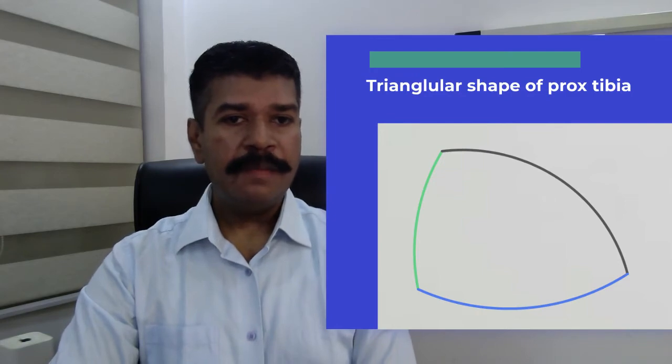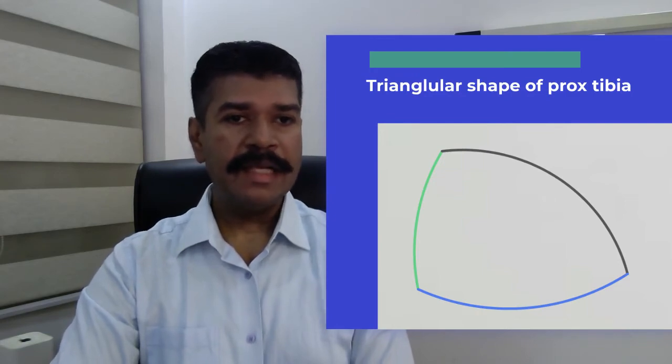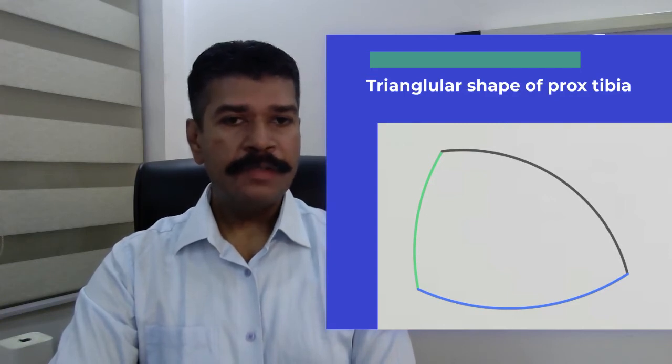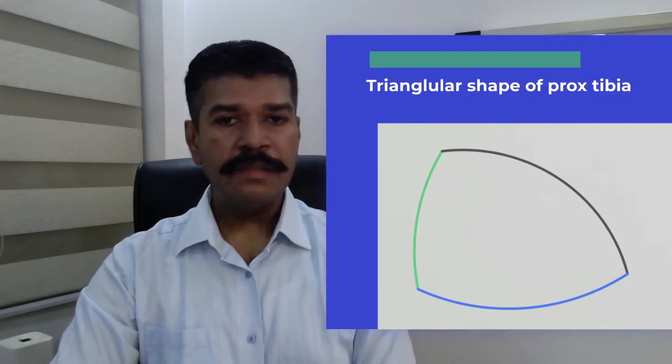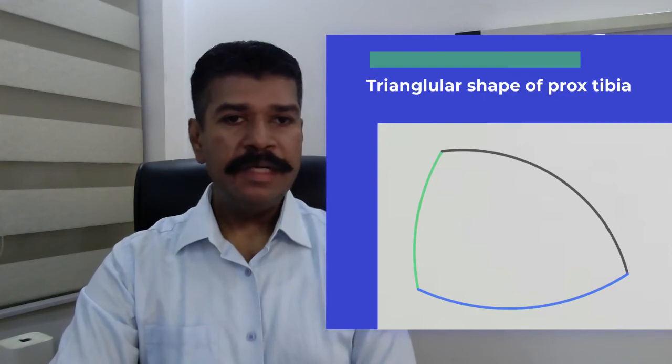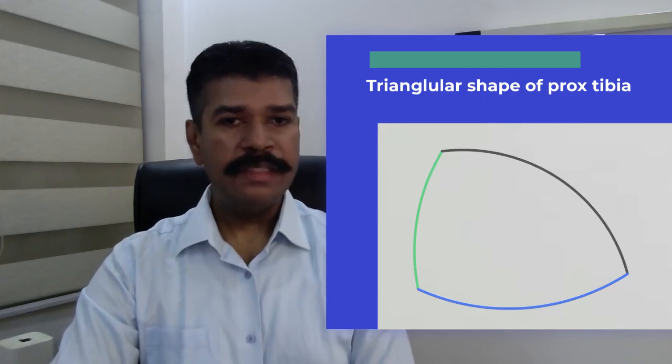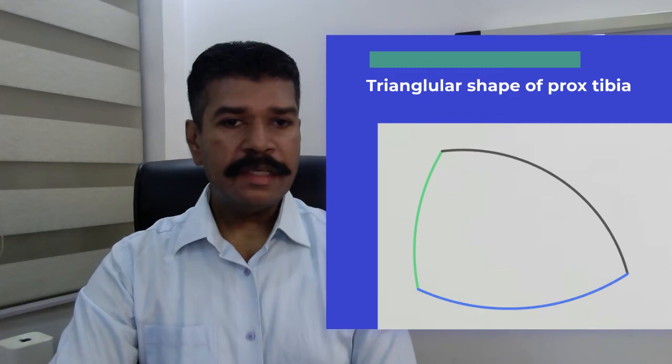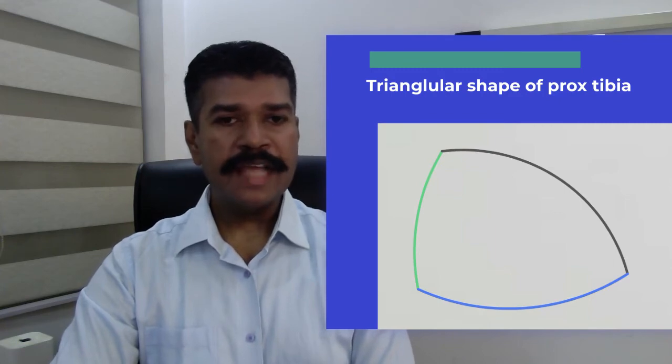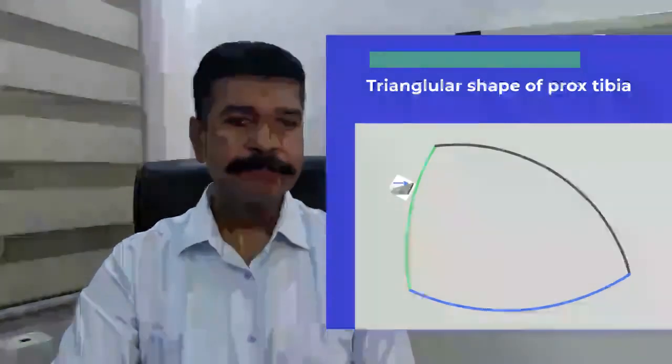The green margin represents the lateral side, the black is the medial side, and blue is the posterior cortex. So the lateral side of the proximal tibia is almost vertical, and the medial side is quite horizontal in comparison, and that makes a key difference in which way our saw is angled while doing this osteotomy.